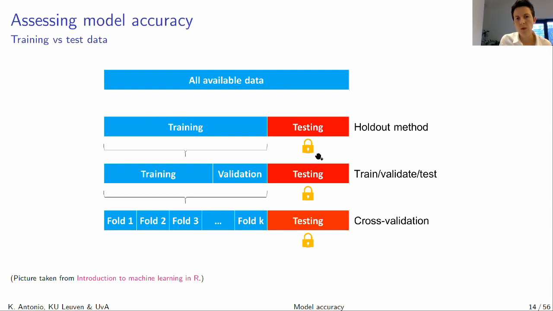And what is important here is this lock that you see, the little icon or picture over here. We're going to put this test set under lock. We're going to use it by no means in the construction phase of our model. It's really a part of the data that we're going to set aside, and we're only going to use that to evaluate the performance of the models that we calibrated. Okay.